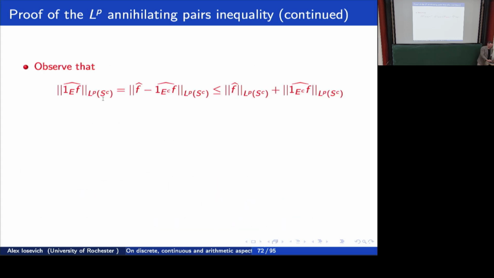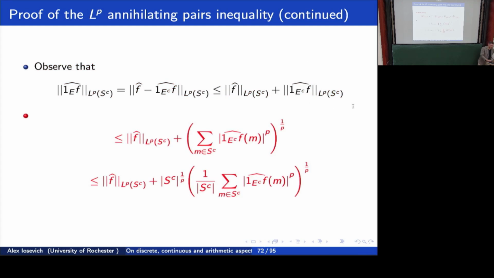Now, once again, the LP of S complement norm, we simply write as the LP of S complement norm of F hat minus 1E complement F hat. We bound it by the triangle inequality, by the LP of S complement norm of the Fourier transform, plus 1E complement F hat of LP of S complement. And here, the first term we already like, there are no issues. And the second term, we normalize, right? We take out the size of S complement to the power of 1 over B. And inside, we divide by S complement.